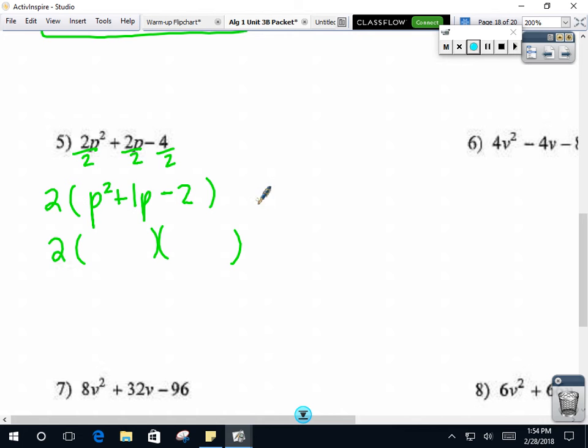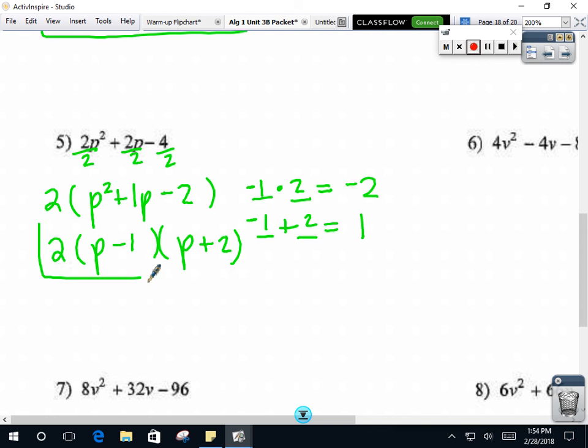Now that we've done that, we're dealing with a trinomial with an a value of 1. So we can factor it by looking for two numbers that multiply to give you your c value, which is negative 2, and add to give you your b value, which is 1. What numbers will do that? Well, it's 1 and 2 because 2 is prime, but to make a negative product, you need one number negative. Okay, so it's p minus 1 and p plus 2. And so that's the final answer.